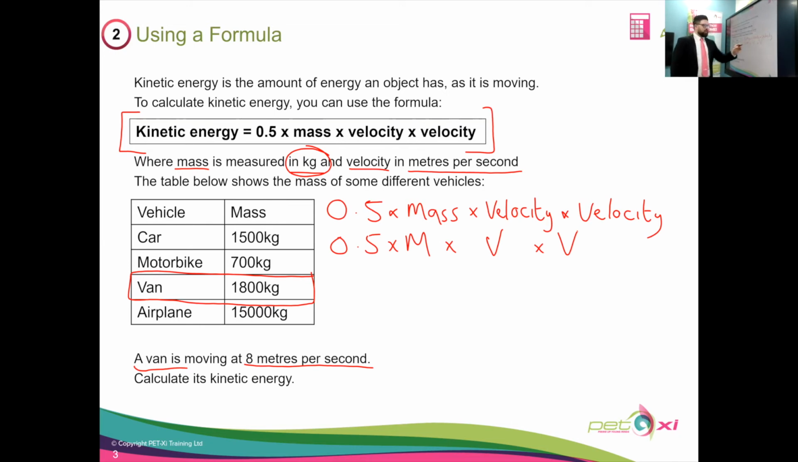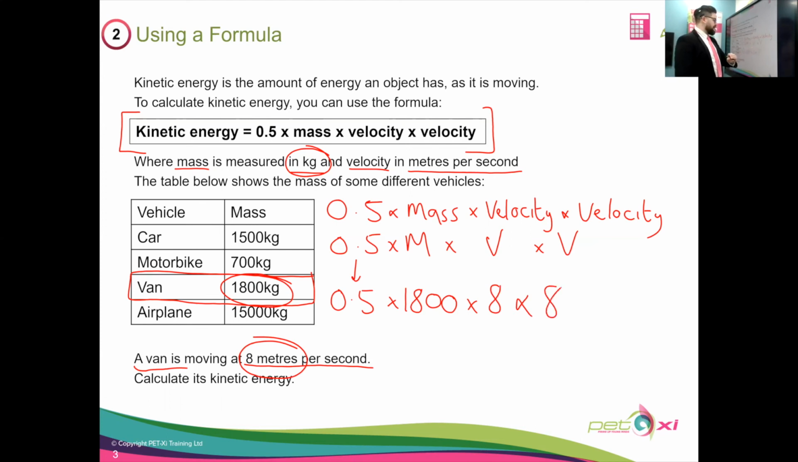Okay, so now we know our formula, we've got it all written out. We can now convert these m's and v's, for example, into actual figures from the information given. So the 0.5 remains the same. So 0.5 times mass. So the mass of the van is 1,800 kilograms. So we can write down 1,800 times velocity. We know that the velocity is 8 meters per second. So that would be times 8. And then times velocity again, times 8.